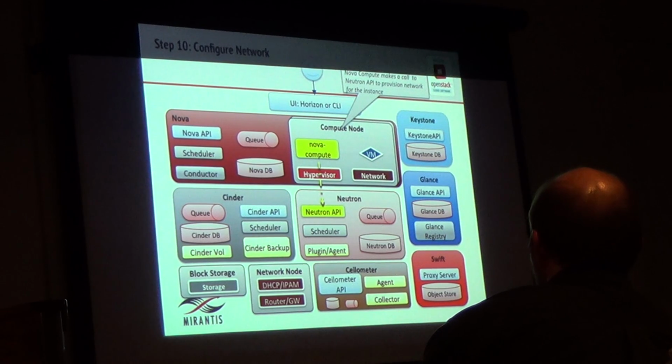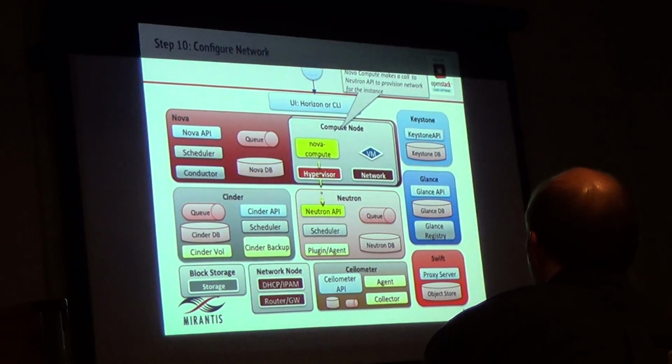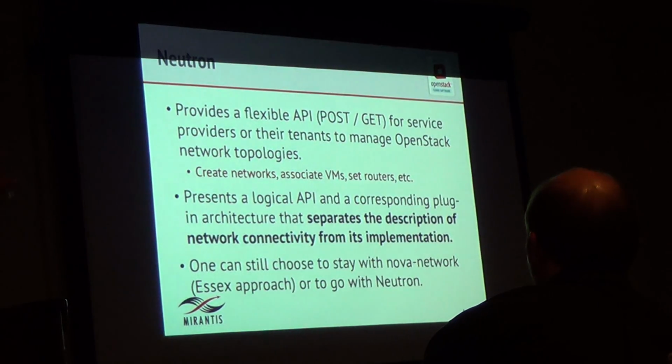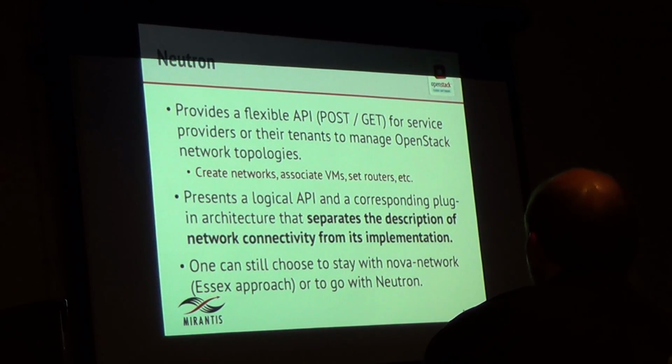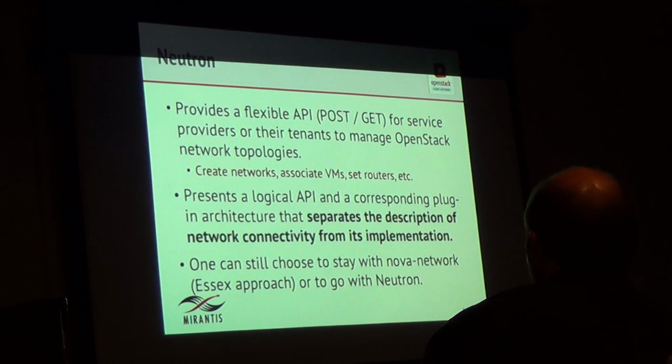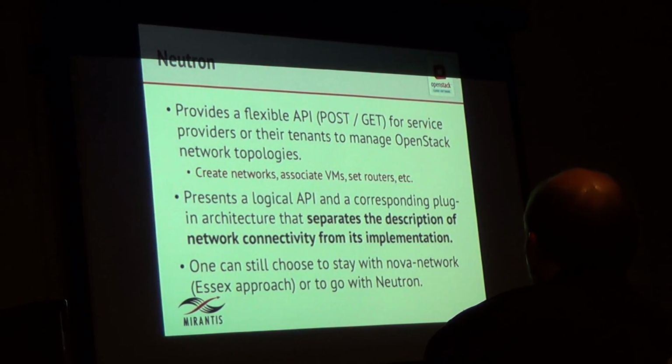All right, so the next thing is, we've got our VM provisioned, and now what about the networking connectivity? So now we're going to hit the Neutron API. And in Neutron, I mentioned earlier, this was originally the Quantum project. We're still issuing different API calls. You can create your different networks. You can associate your VMs to those different networks. You can create your routers. You can play with your different security groups.